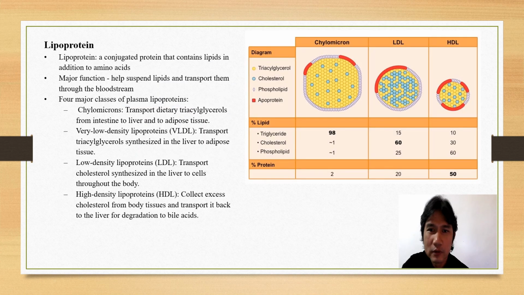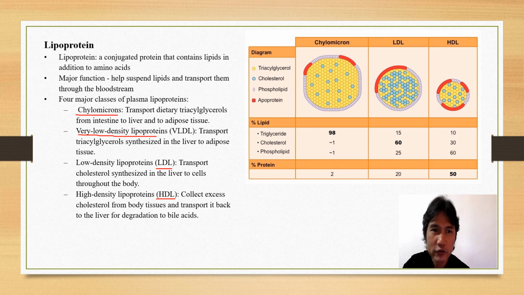Lipoprotein is another example of conjugated protein. Their function is to help suspend lipids and transport them through the bloodstream. Lipoproteins are classified based on component. You have chylomicron, very low density lipoprotein or VLDL, LDL, and also HDL. They differ in the percentage of cholesterol, phospholipid, and triglyceride or TAG.